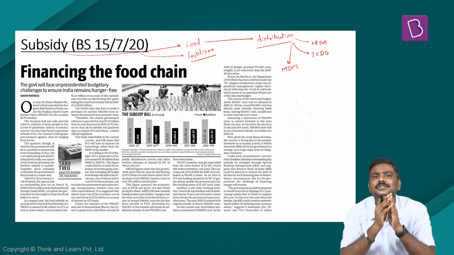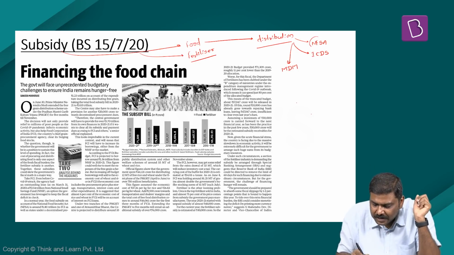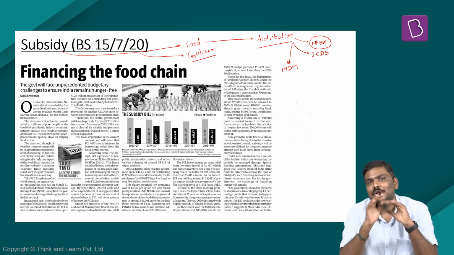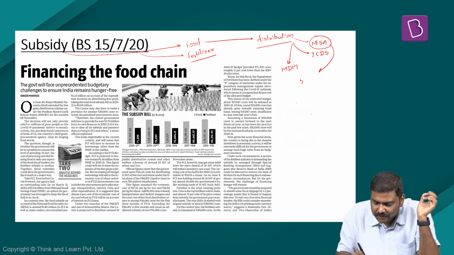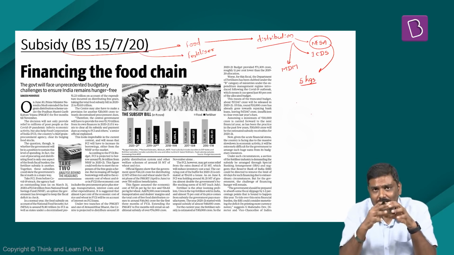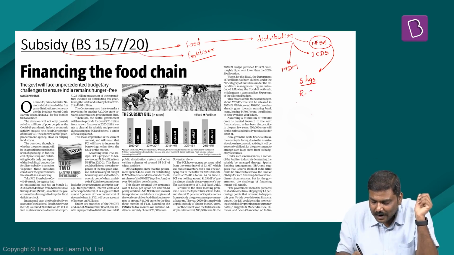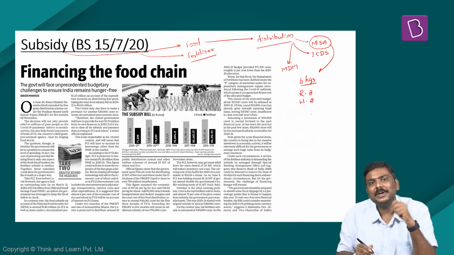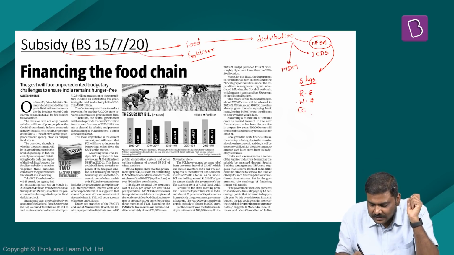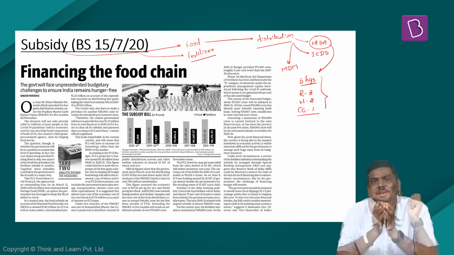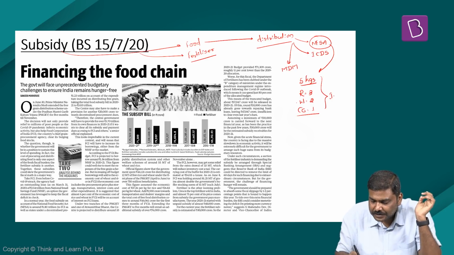For example, under National Food Security Act, Government of India provides 5 kgs of food grains per person per month. Under this, rice will be sold at 3 rupees per kg, wheat is being sold at 2 rupees per kg, and coarse grains are sold at 1 rupee per kg. This is generally the issue price.